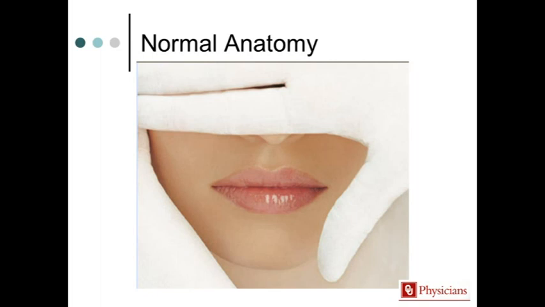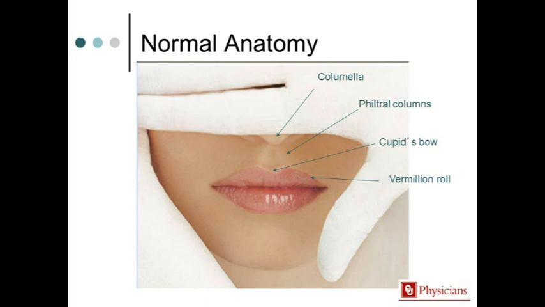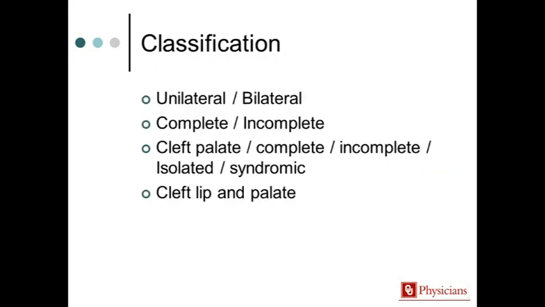This is the normal anatomy. There is a columella, with the filtrum columns, the Cupid's bow, vermilion roll, and the wet vermilion. And there is the dry vermilion.